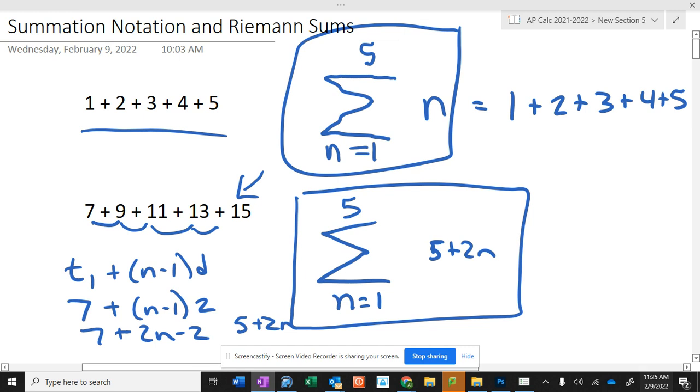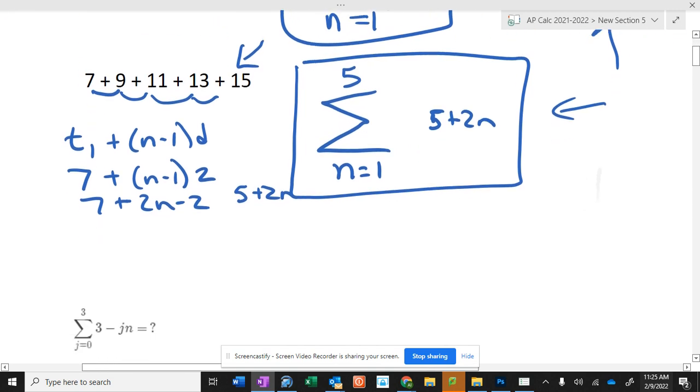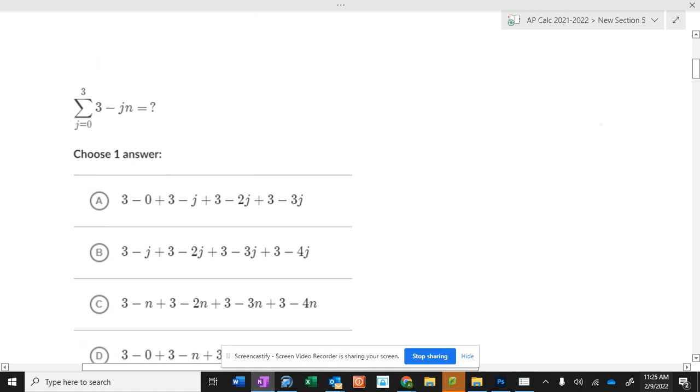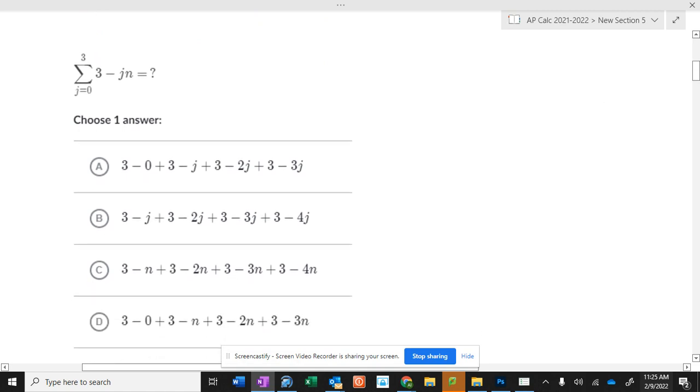This is something that we used to teach in pre-calculus to get people ready for calculus. All right, so here's summation notation right here. This time we started at 0. So if we stick 0 in for j, we get what? 3. We get 3.